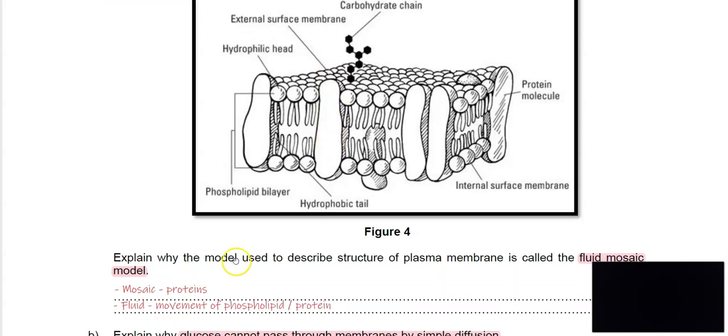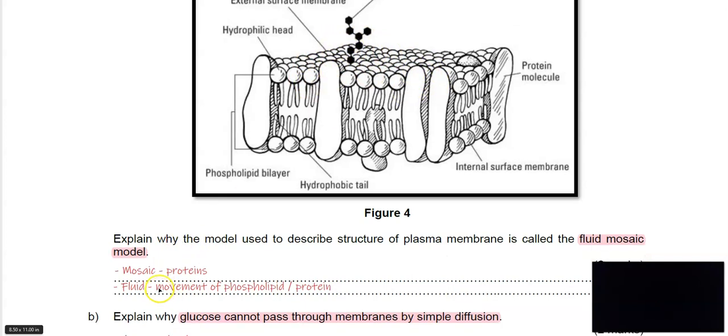Okay, so why is the structure of the plasma membrane called the fluid mosaic model? Mosaic is due to the presence of proteins that are embedded in the phospholipid bilayer. When you are looking from the top, it seems like it has a mosaic structure, a mosaic pattern. And then for fluid, why does the name include the word fluid?